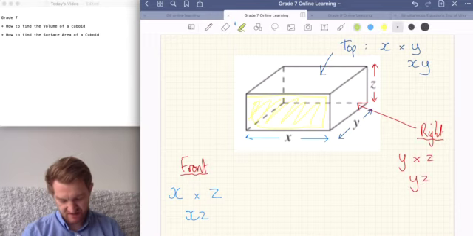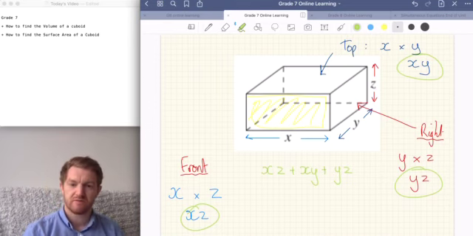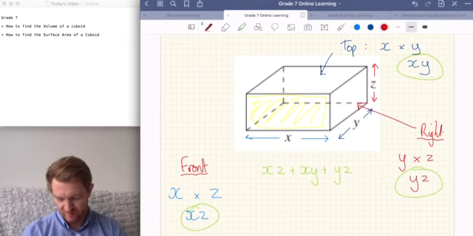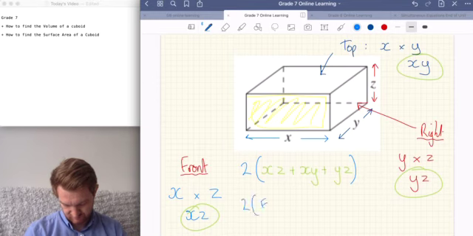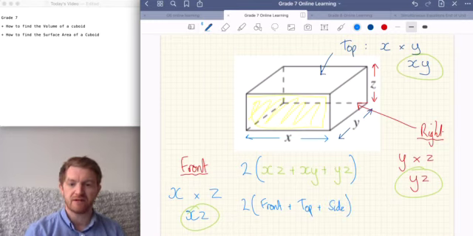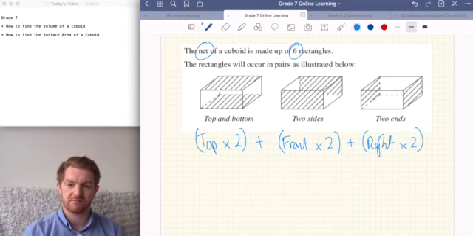So there's 3 parts which we've got. So what we can see at the moment is we've got XZ, XY, and YZ. So you've got to do 3 different combinations. But what we said a second ago is that we know we've got 2 of each. So we need to do 2 lots of the front, 2 lots of the top, and 2 lots of the side. And if we do that, it will give us the whole thing, because if we do 2 of them all, we know that we have 2 of each.